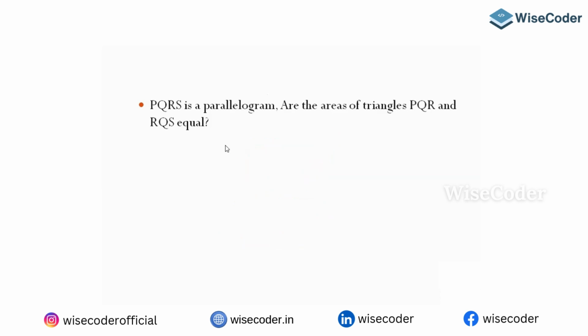Okay, let's go to the next question. PQRS is a rhombus such that PR is 32 centimeters and QS is 24 centimeters. Find the perimeter of PQRS. Simple: find a side and multiply it by 4. That will give you the perimeter.